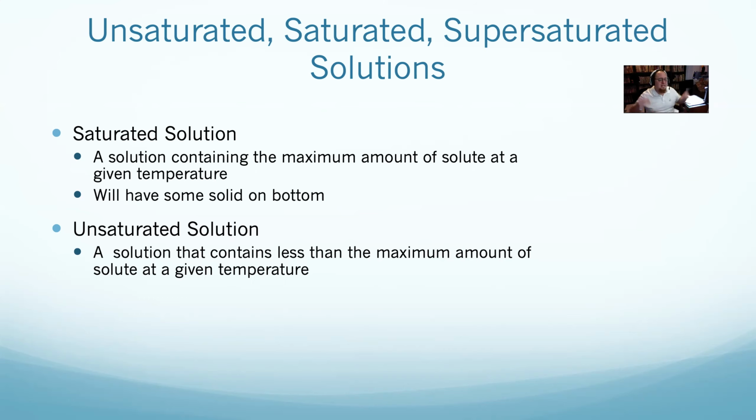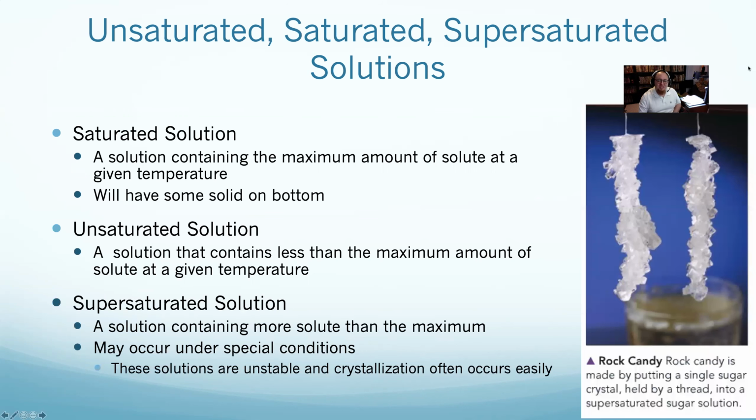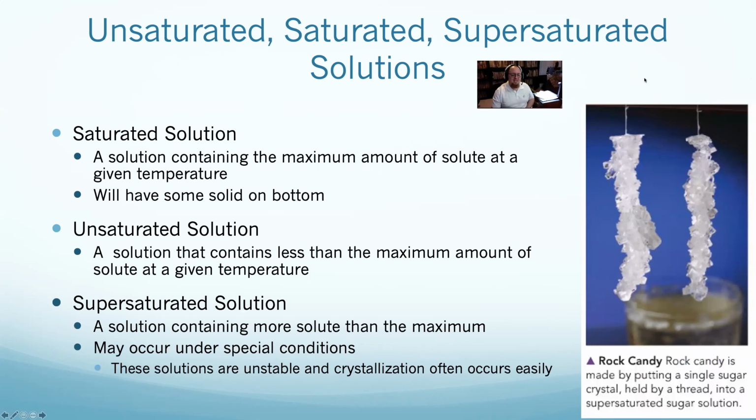So saturated means you're at the maximum allowed. Unsaturated is anytime you have less than the maximum allowed. Just anything less. Supersaturated means you have more than the maximum allowed, which seems dumb. You can only have this much. It has more. Why? And here's the reason.